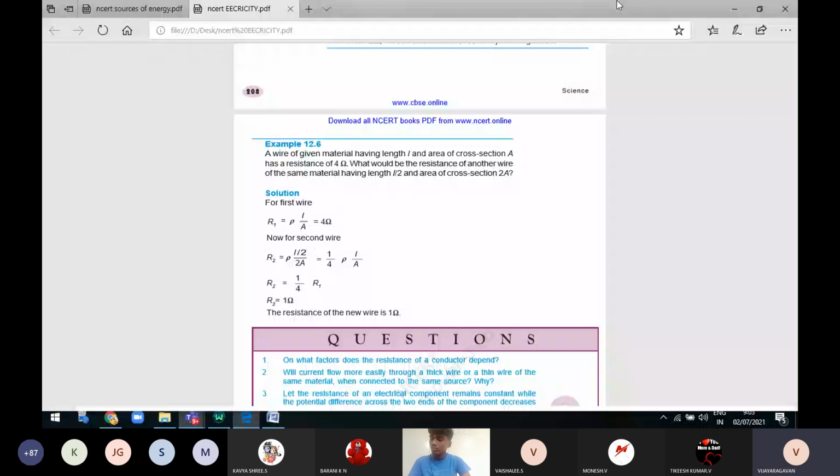1/4 into rho into L/A. So R2 is equal to 1/4 times rho into L/A, and rho into L/A is R1, which is equal to 4 ohms.